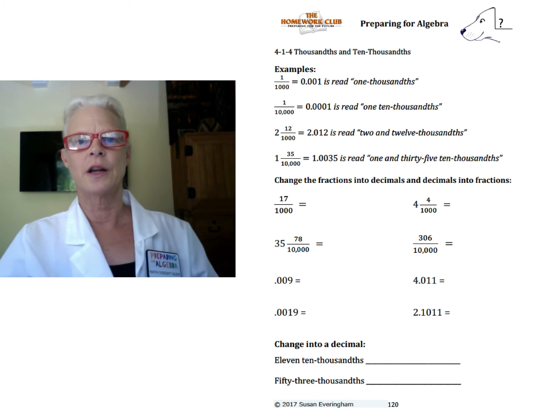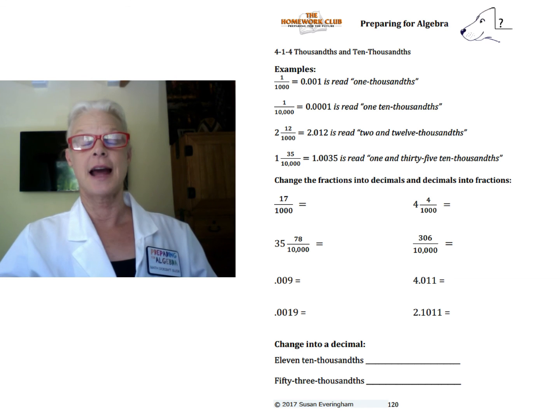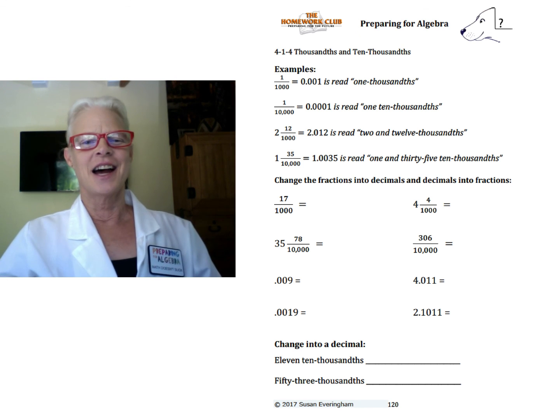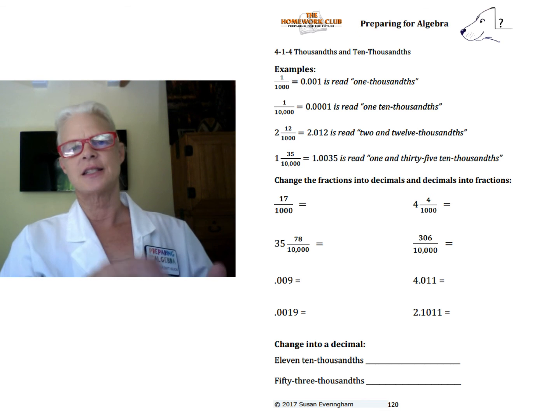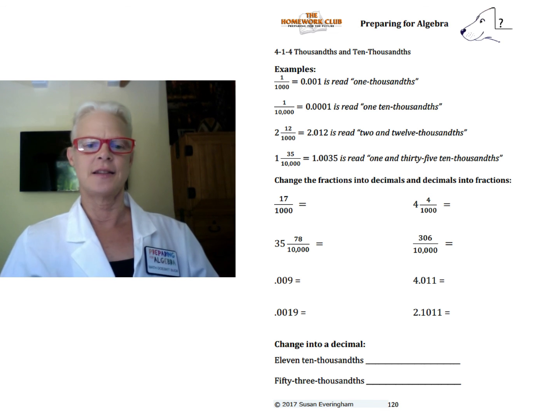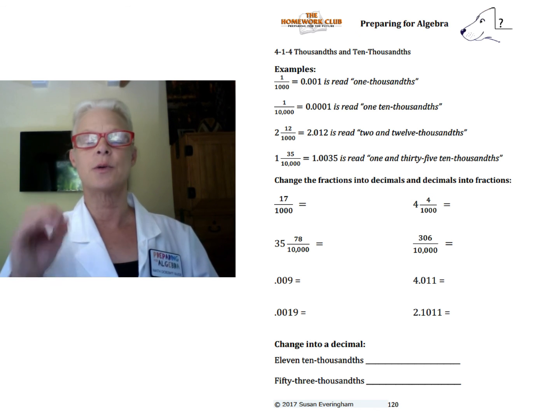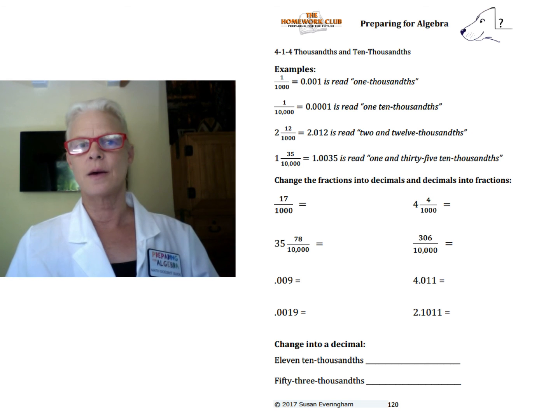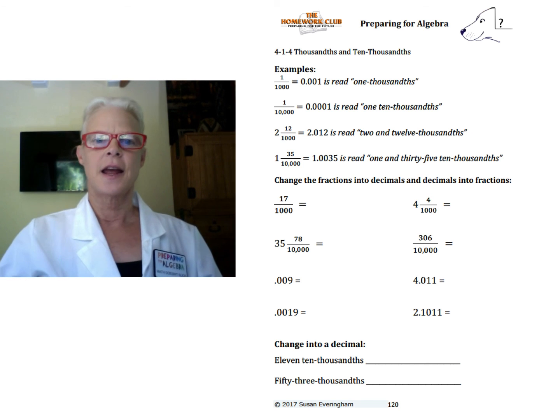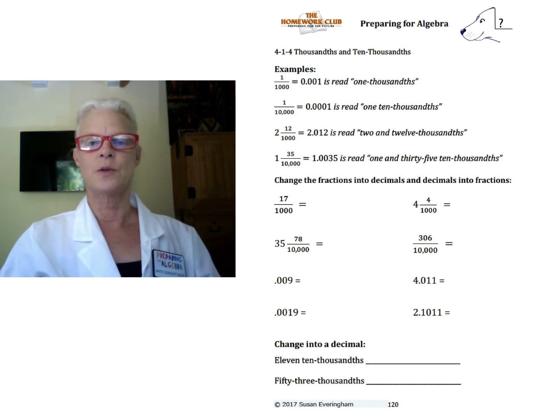Page 120, we're working on thousandths, previously hundredths, and previously to that tenths. Again, same kind of problem, so I'd like you to change the fractions into decimals and decimals into fractions, and then to write out the decimal for 11/10,000ths and 53 thousandths. Now remember, these are in the back of the book, all the answers, and you can look those up. 121 next.